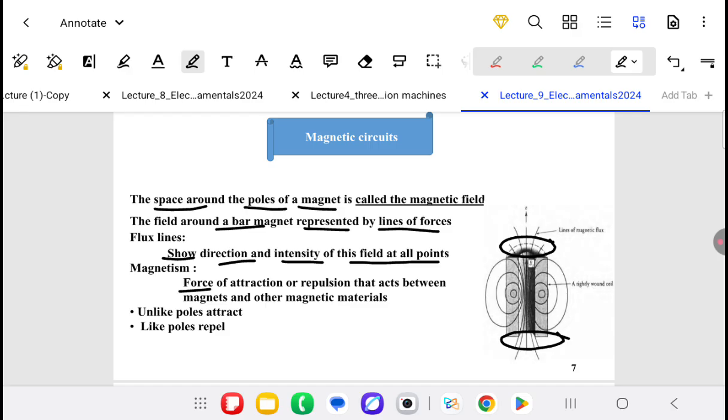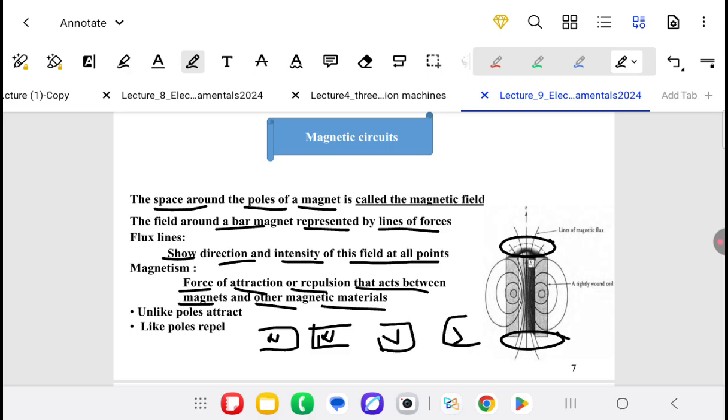Magnetism is the force of attraction or repulsion that acts between magnets and other magnetic materials. If we have like poles, north pole and north pole, then they repel. And if we have different poles, north and south, they attract. Then unlike poles attract and like poles repel.